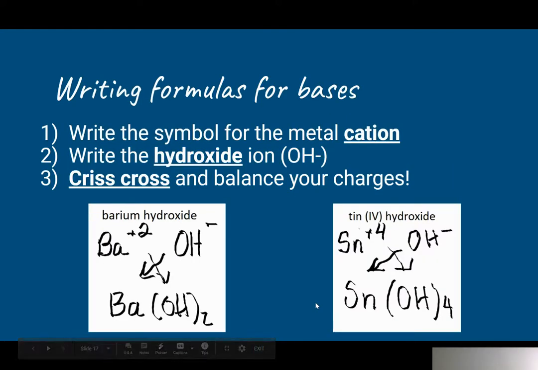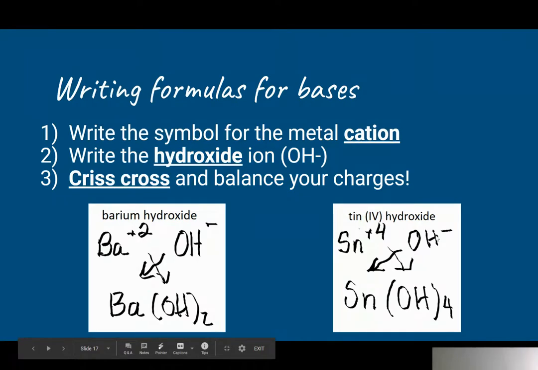To write formulas for bases, it's very similar to what we did for acids. So you're going to write the symbol for your metal cation, write the hydroxide ion, and then crisscross and balance the charges. So for example, barium hydroxide, we have Ba2+, OH-. So we're going to flip those charges. So now I have Ba, and then I have (OH)2, right? I took my 2, gave it to my OH. Remember, anytime you are adding multiple polyatomic ions, you do need to have parentheses.